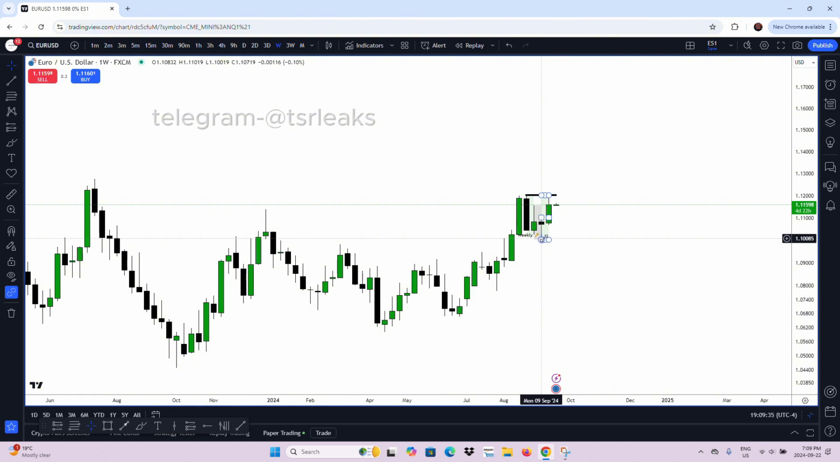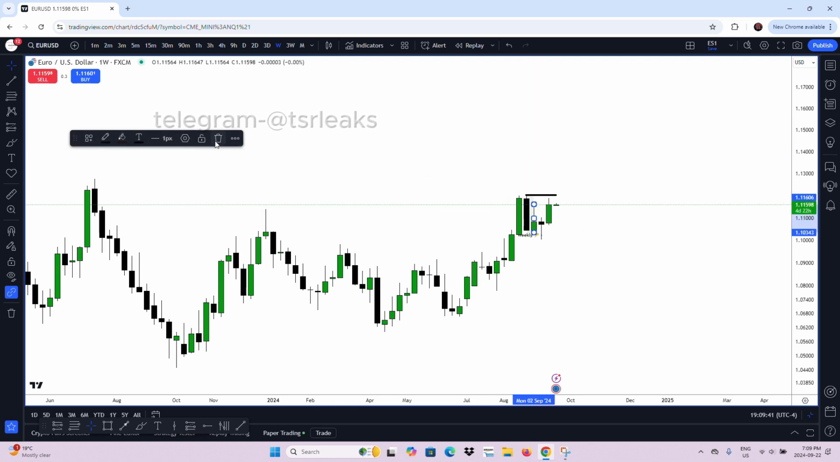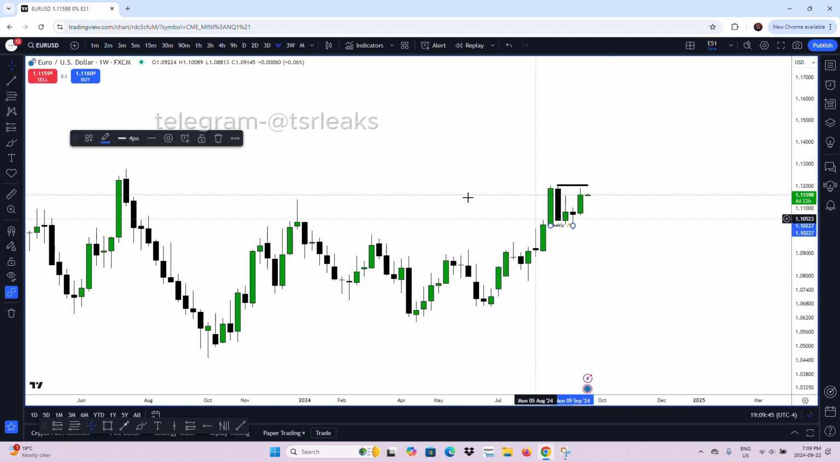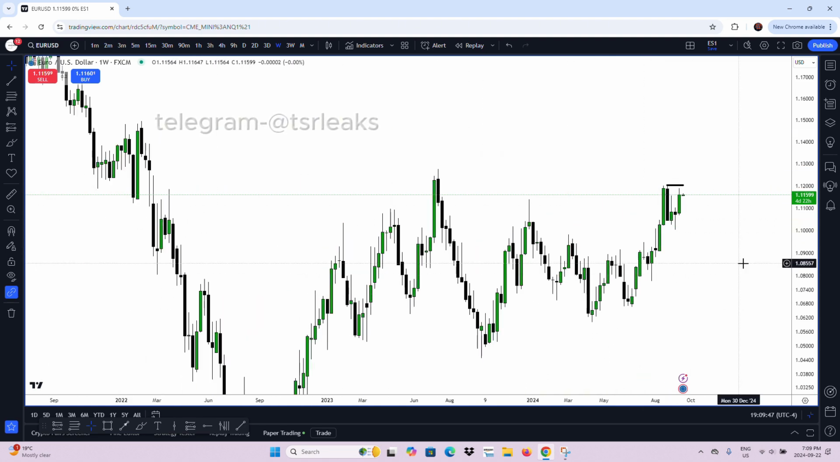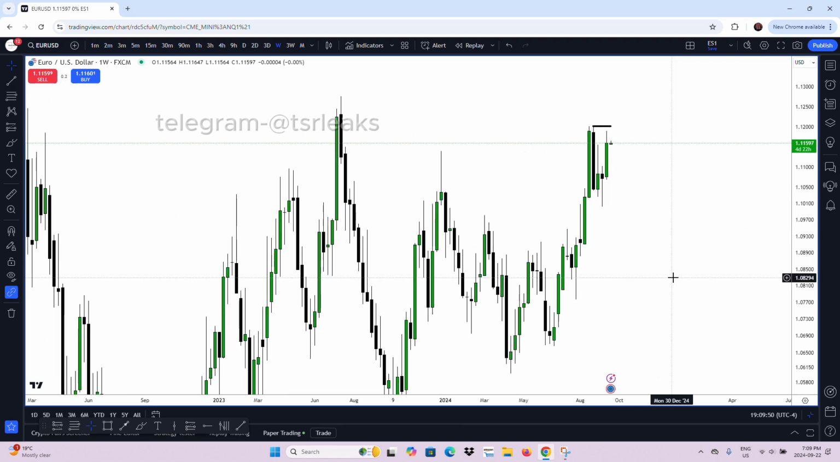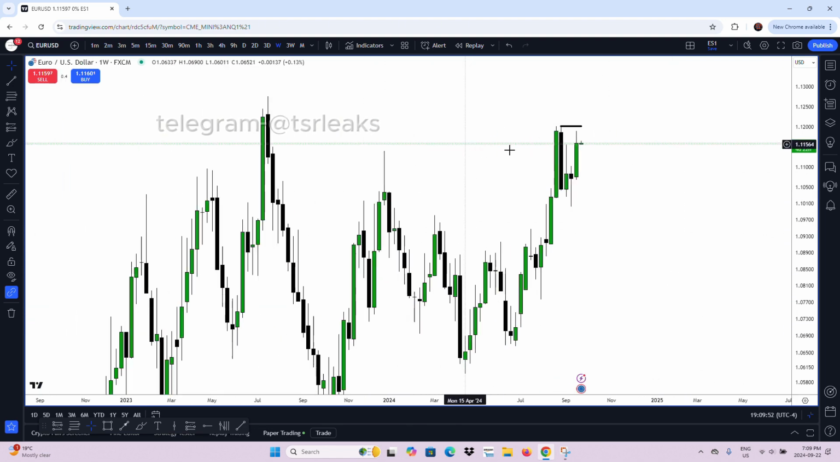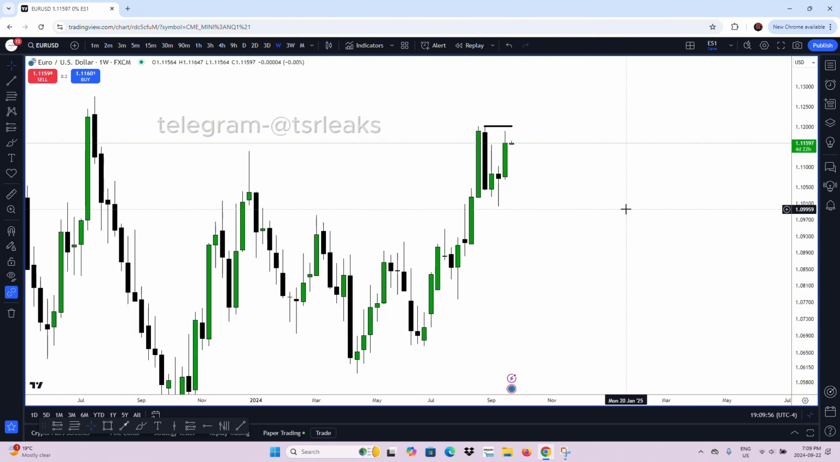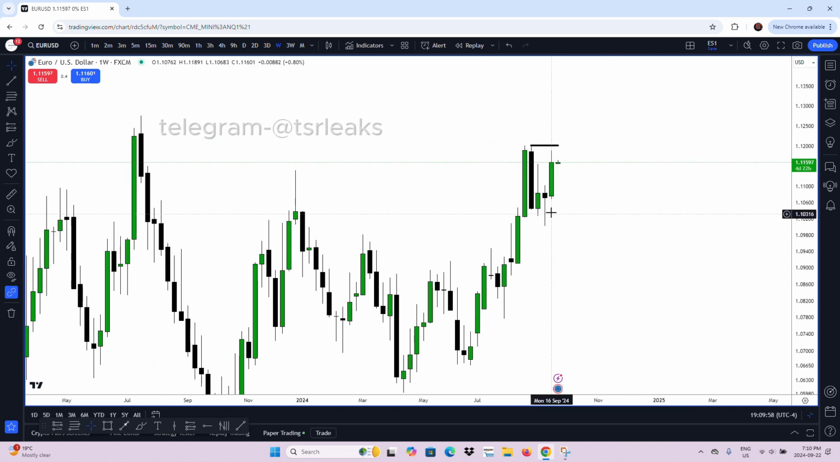we can see, let's just remove these drawings here. On the weekly time frame, you can see price is expanding upwards. We broke above this high, closed above it. We did not close below this candle. No change in state of delivery. We are still bullish.